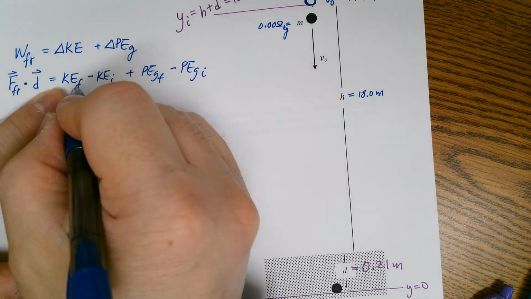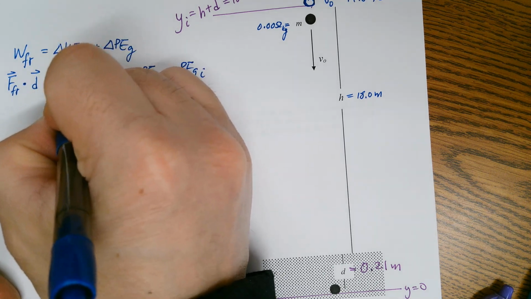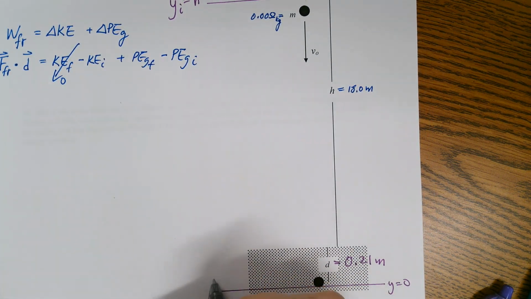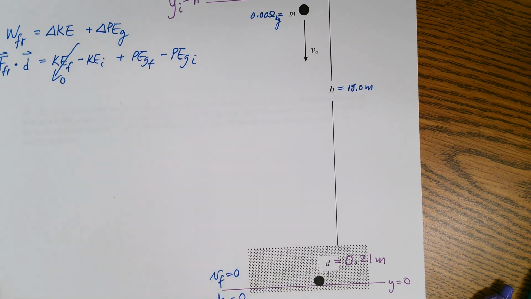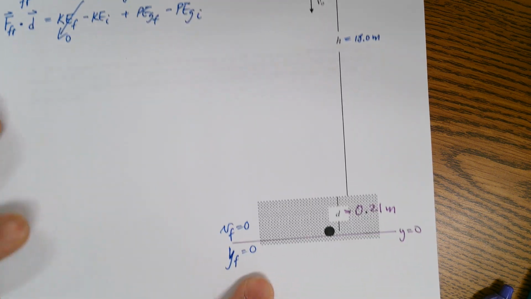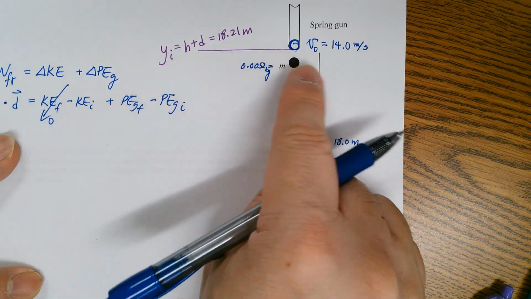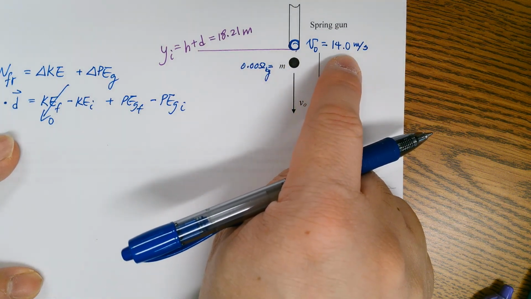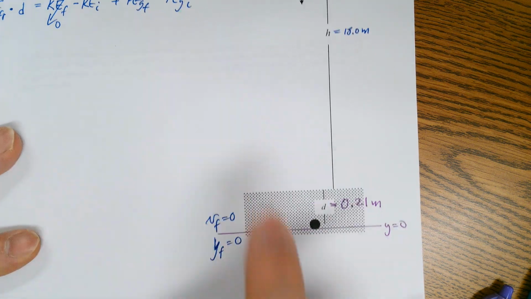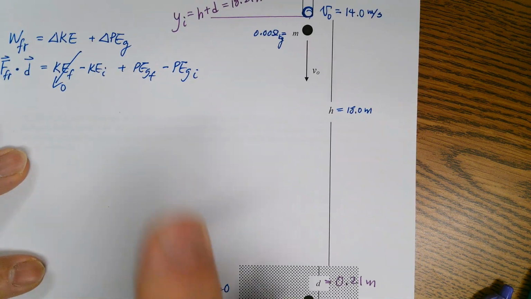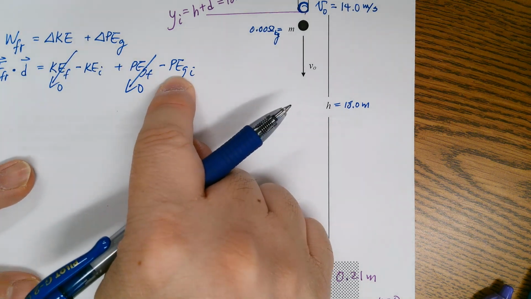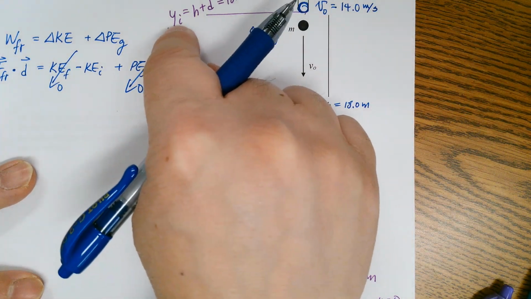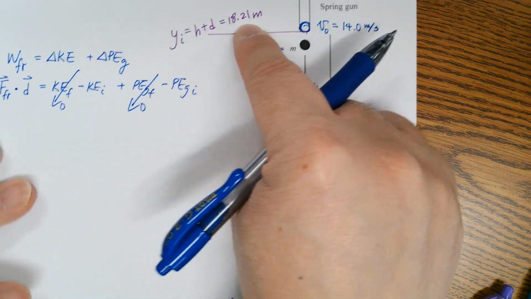We know kinetic energy final is zero because it comes to rest, because my v final is equal to zero. My y final is equal to zero, right? Here, I definitely have kinetic energy because I'm moving at 14 meters per second. Gravitational potential energy final is zero because my y final is zero. So this goes to zero. I do have initial gravitational potential energy because I have height, y initial to be 18.21 meters.